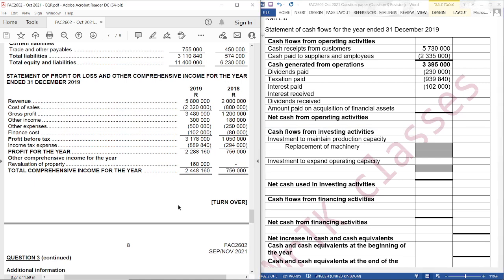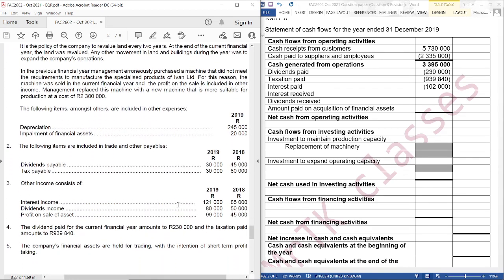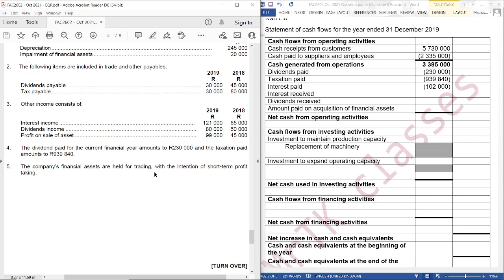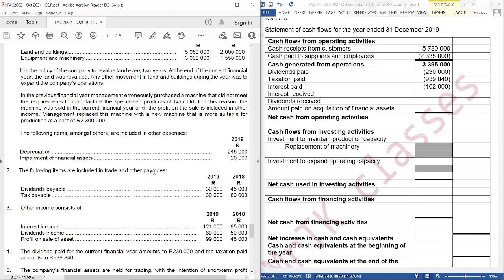Okay, then interest received, we need to come here and check the breakdown of other income. You can see that other income consists of interest income, and also interest income was not outstanding at the end of the year and also at the beginning of the year. We didn't see anything like that here, right? And it was not received in advance at the beginning of the year and also at the end of the year, which means that we received 121,000, right? We received 121,000.